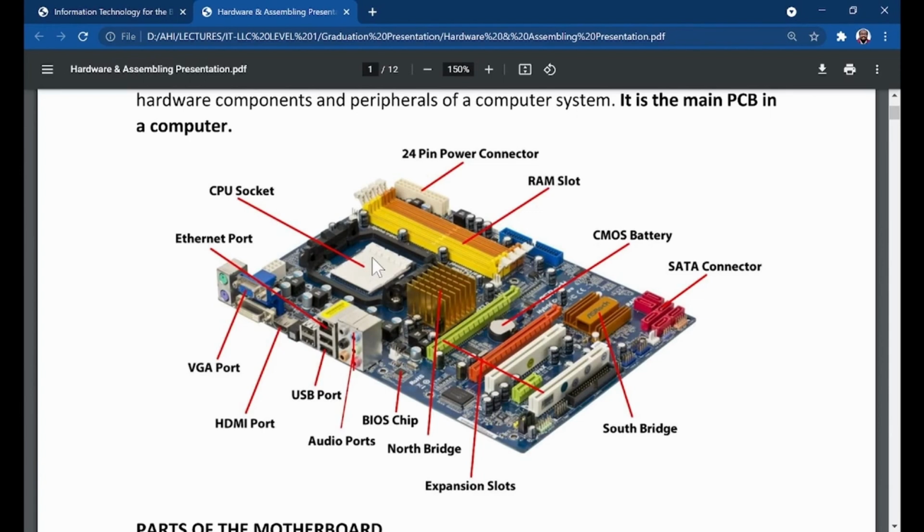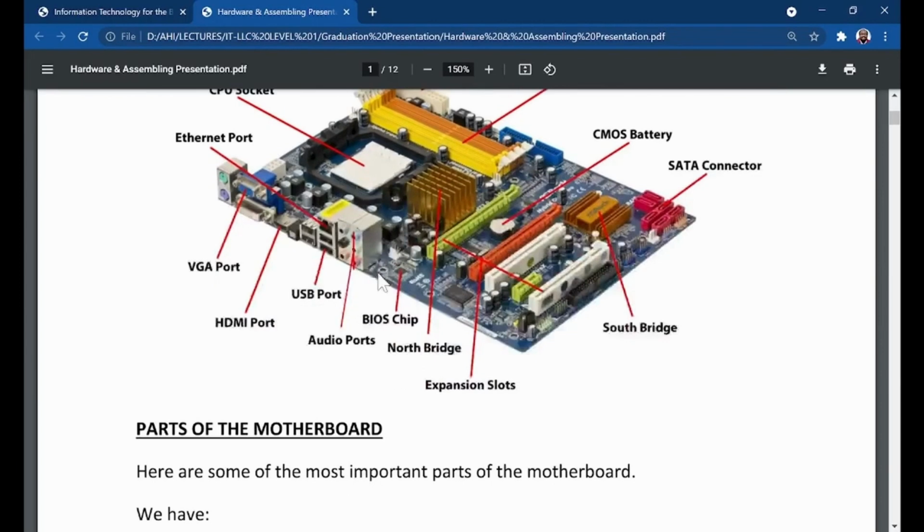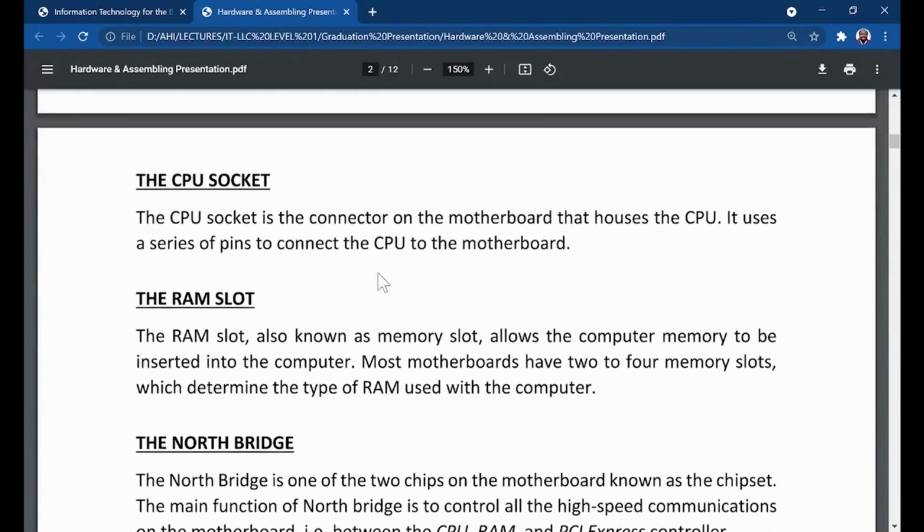When I bring the real motherboard, I'll give you a CPU and ask you to fix it for me. When you are given a CPU, you are not going to fix it on the north bridge or the south bridge. You are supposed to fix it onto the CPU socket. Are you with me? All right. So what is a CPU socket?